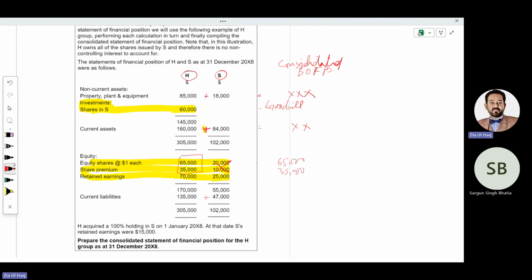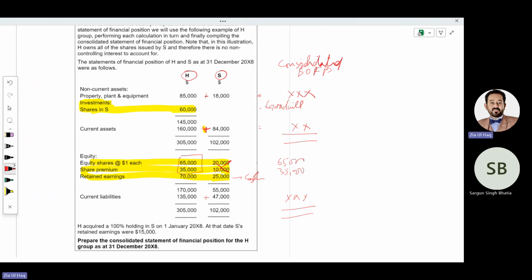For retained earning, we need to calculate the figure. How, we are going to discuss. For current liabilities, we will add and record. And then we will make sure these totals agree with each other or not.